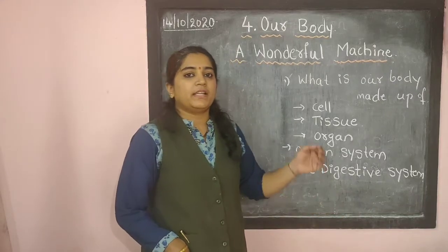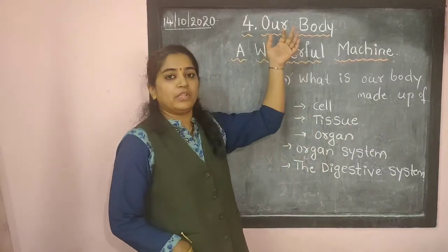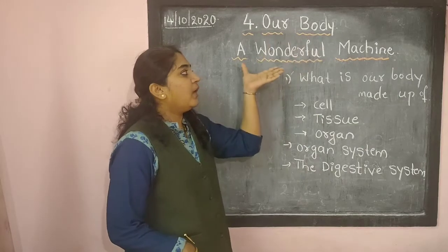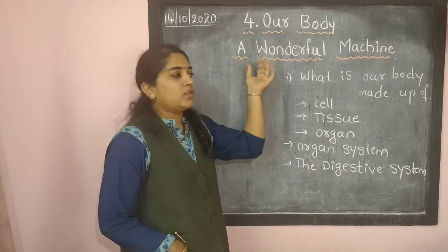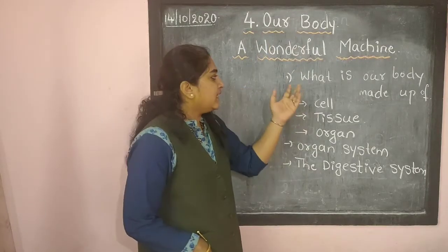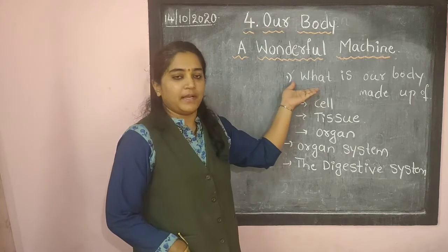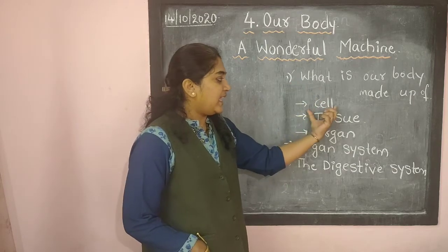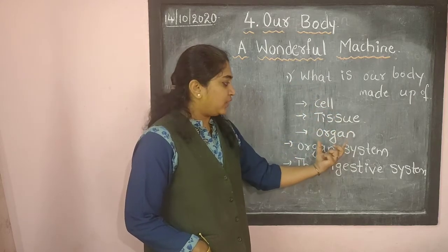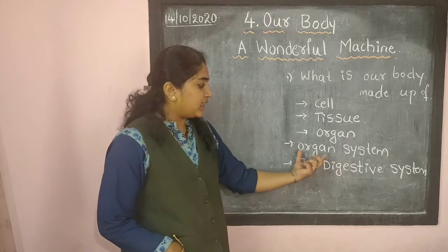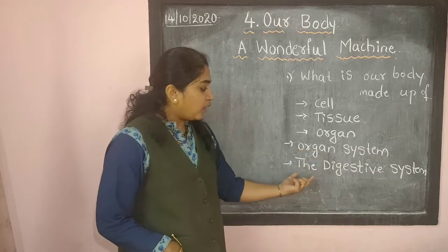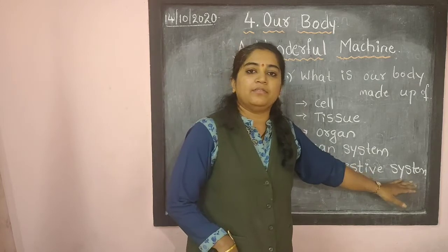So hello children, let's begin with your fourth chapter of EVS, that is our body, a wonderful machine. In this chapter, what all will we learn? See, what is our body made up of, in that what is a cell, what is a tissue and what are the organs, how the organ system is made up, and how the digestive system works.